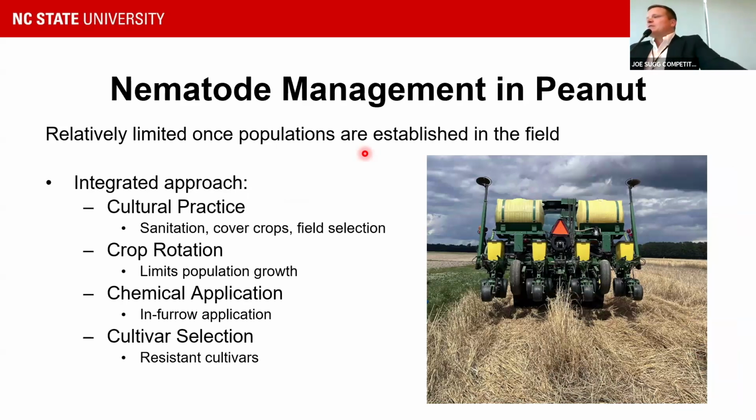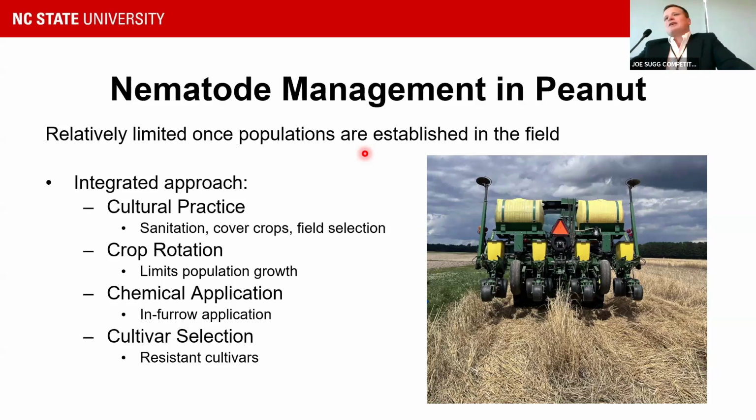As we talk about management of nematodes in peanuts in the field, we can see that our options are relatively limited, especially once populations are established in the field. From this, a lot of our approaches are done at the time of planting or prior to planting. The best way to accomplish this is through an integrated approach. You can look at cultural practices, such as sanitation of equipment going from field to field, field selection, and avoiding problem areas in the field, basically just avoidance of the issue.